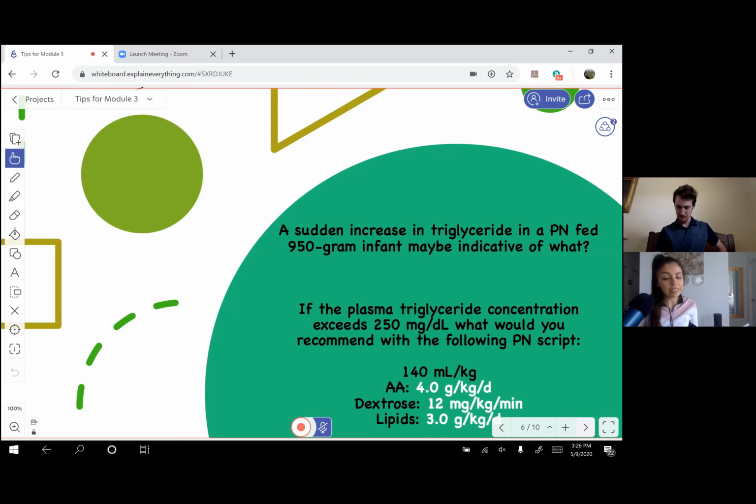So automatically here, if the triglycerides are exceeding 250 milligrams, you think triglycerides, you always think fat. You think fat, you always think lipids. So my first go-to here would be to decrease the lipids. Would you agree, Nick? Yeah, I definitely would. So if we were to decrease the lipids, maybe we can decrease it to, how far should we go? Maybe down to 1?